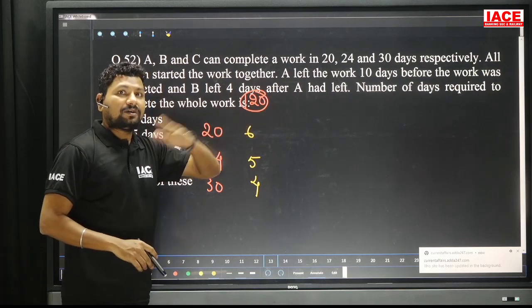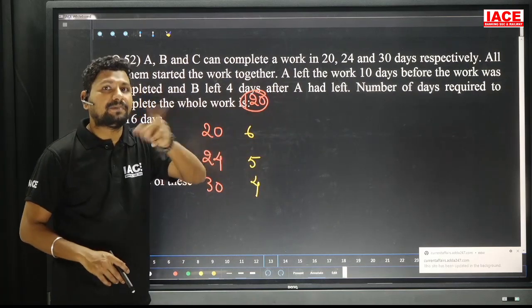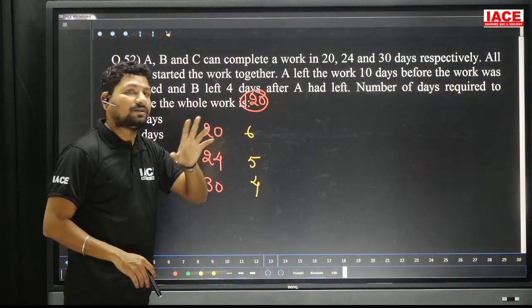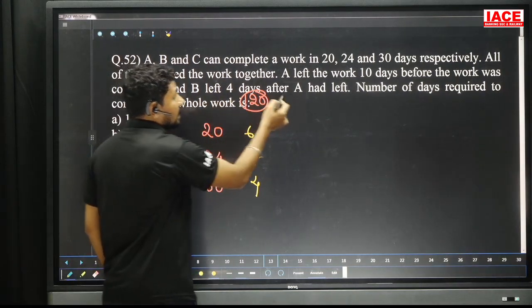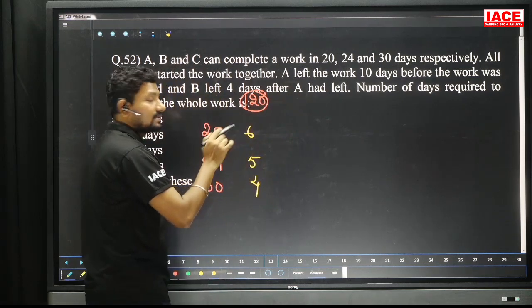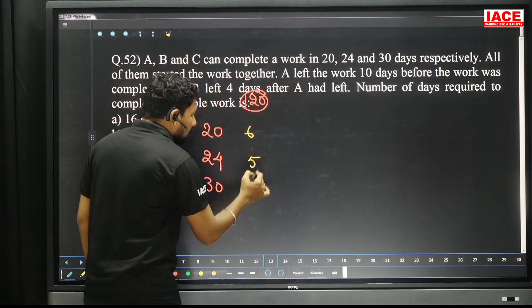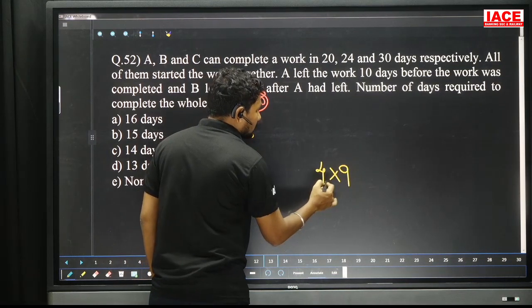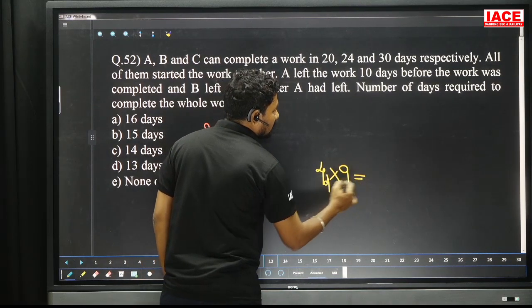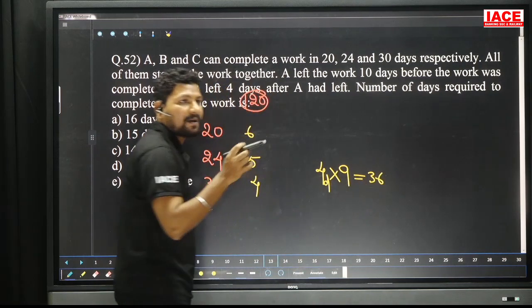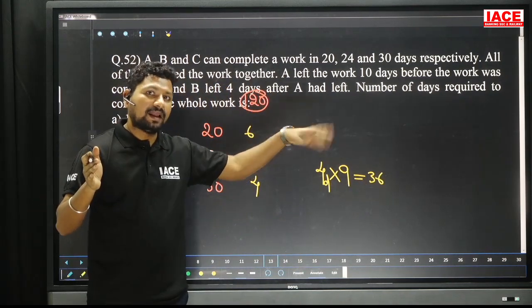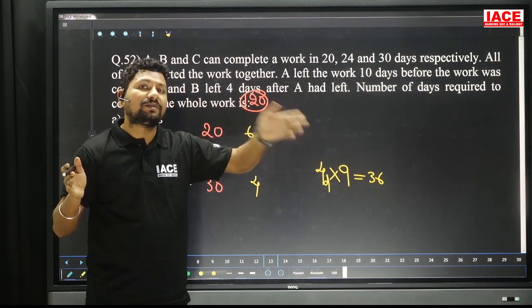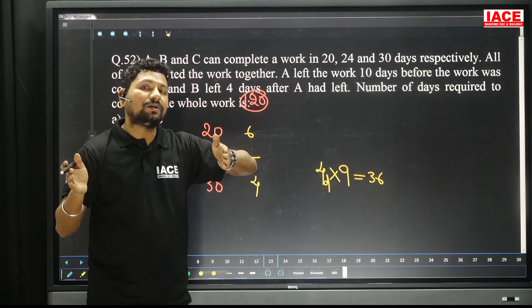That means A left 10 days before, so the 10 days of work is borne by BC. But B left 4 days after A, which means the 4 days of work is done by BC only. So B left 4 days after A means BC worked for how many days? 4 days. B plus C is 9 parts. Then 9 parts worked for 4 days. 4 nines are 36. Before 10 days A left. Then before 6 days who left? B left.